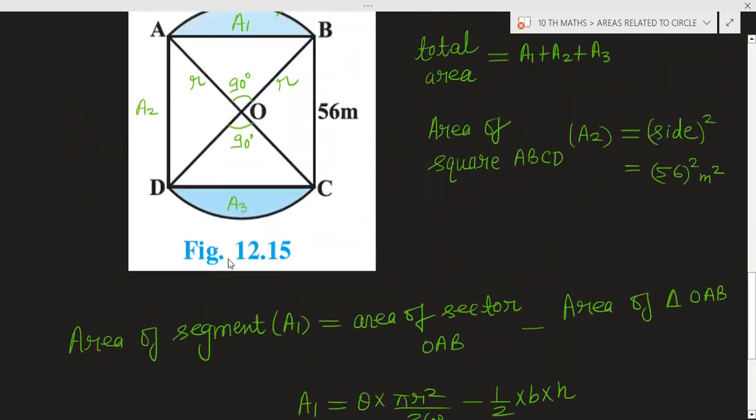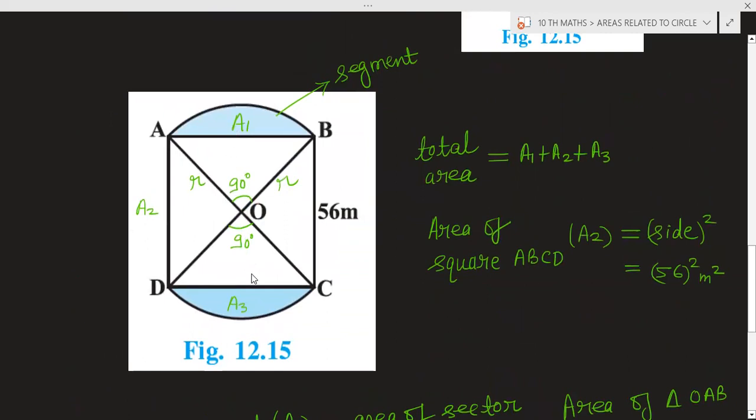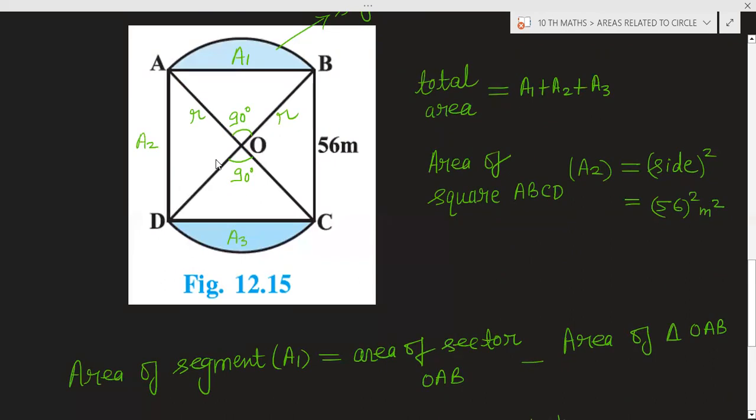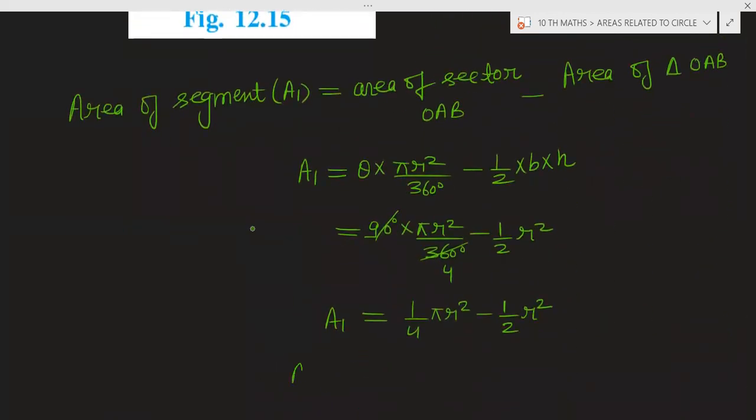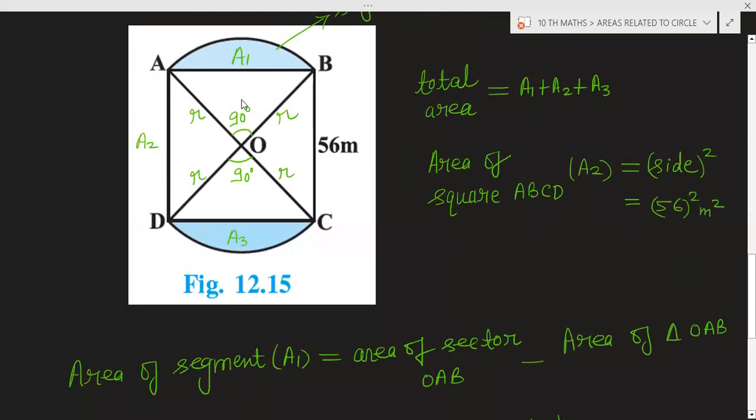Now similarly, A3 and A1 will be equal. You can see this angle will also be 90 degrees. This length will be r, this length will be r, meaning OD will be r and OC will be r. So similarly you can find A3, and A1 is equal to A3. So I am not finding A3 because A3 and A1 are equal.